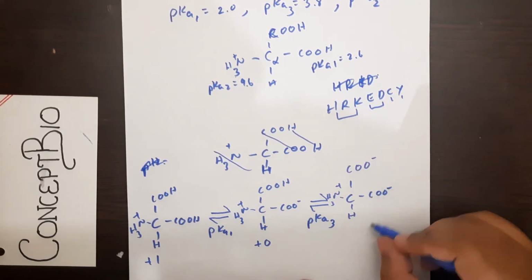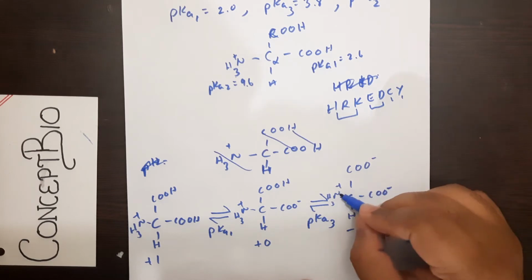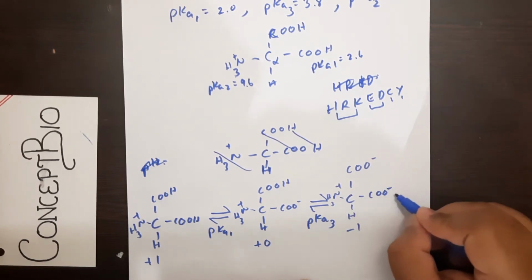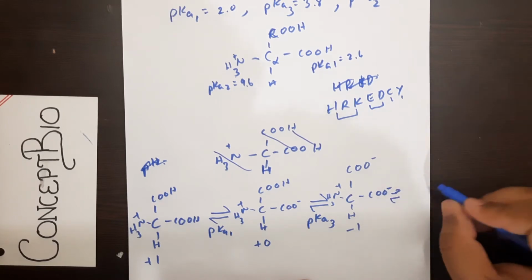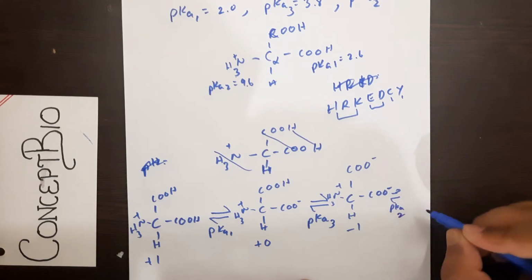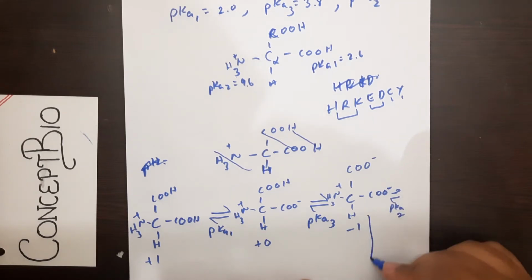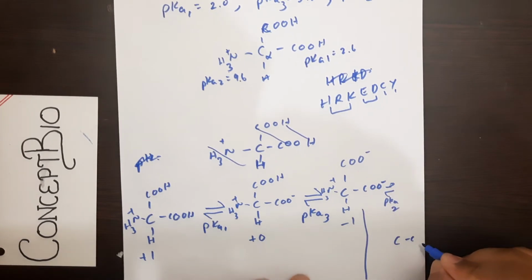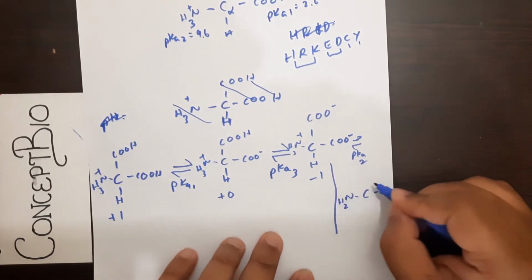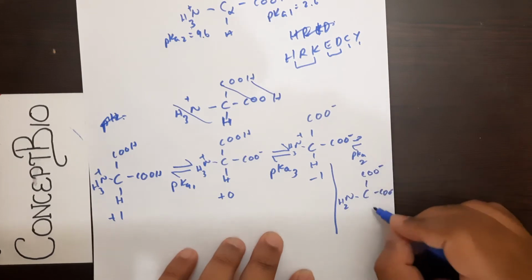So what is this going to be? This is going to have a net charge of minus 1, plus 1, minus 1, minus 1, minus 1. And we can continue this again, crossing our pKa2 value, giving us the structure that looks like COO minus, NH2, COO minus, H.